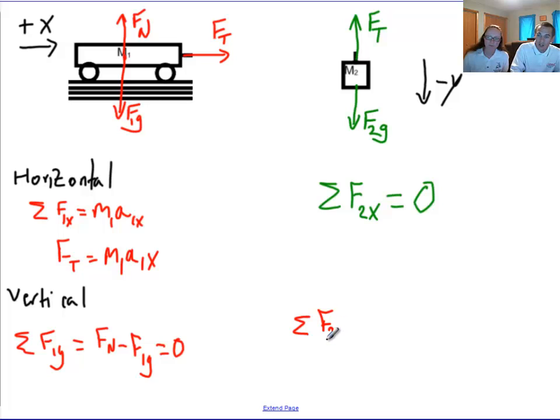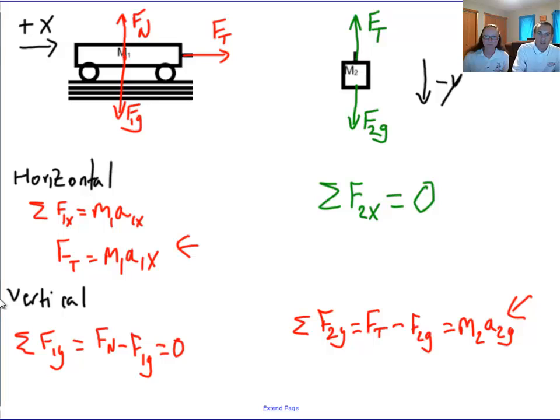So net force on object 2 in the y direction is equal to Ft minus F2g equals mass 2 times acceleration 2y. So that's the second object in the y direction. Now, what we have is these two equations, and we're not worried about the ones that equal 0. We want the acceleration, and we see an acceleration in this equation and in this equation, but there are two unknowns, so we've got to figure out a way to combine these.